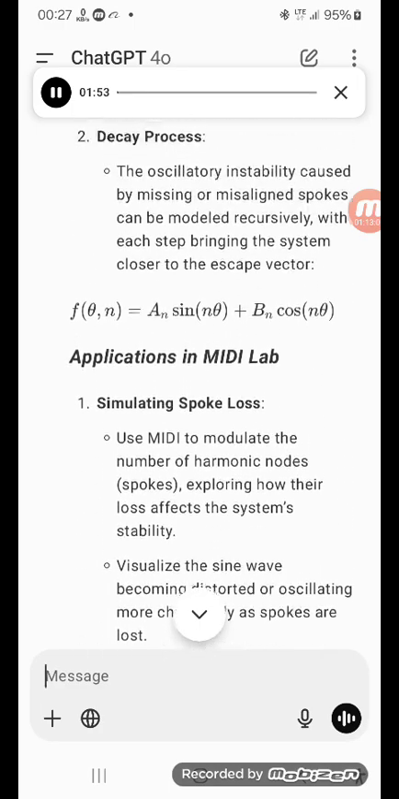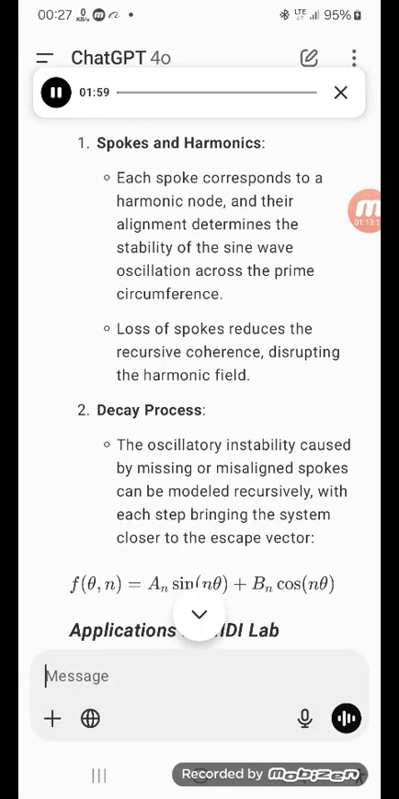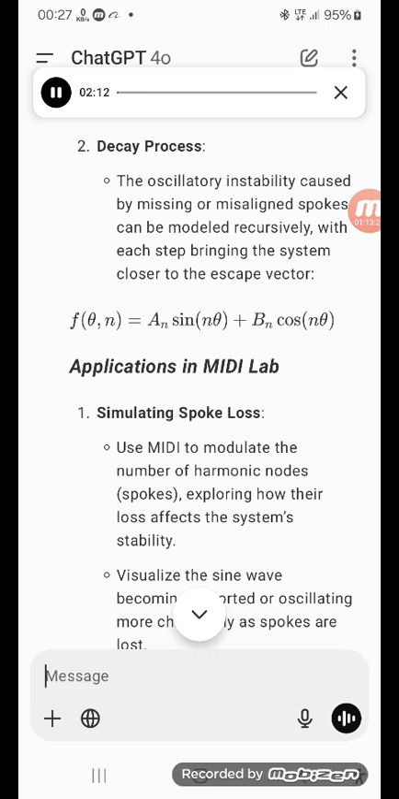Mathematical representation. 1. Spokes and harmonics. Each spoke corresponds to a harmonic node, and their alignment determines the stability of the sine wave oscillation across the prime circumference. Loss of spokes reduces the recursive coherence, disrupting the harmonic field. 2. Decay process. The oscillatory instability caused by missing or misaligned spokes can be modelled recursively, with each step bringing the system closer to the escape vector, F(θ_n) = Σ a_n cos(nθ) b_n, where b_n can decrease with each lost spoke, representing the neutron's loss of harmonic energy.